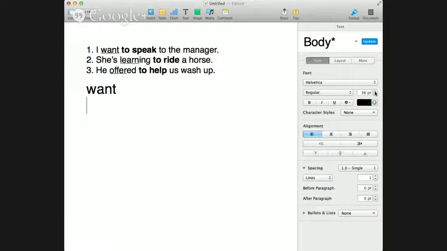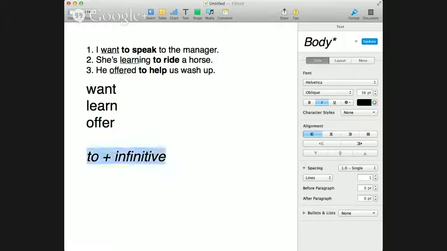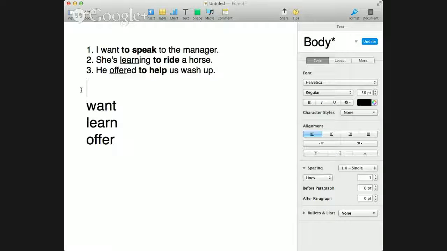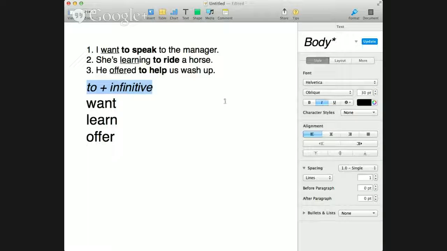Want, learn, and offer. Okay, these 3 verbs that you can start making a list somewhere. I don't know what you guys want to do, but they are always followed by to plus infinitive. Always. When we want to use that word, we have to use the infinitive. Exactly. You can never say, I want speaking to the manager, or I want riding a horse. You can never use the ing with these.